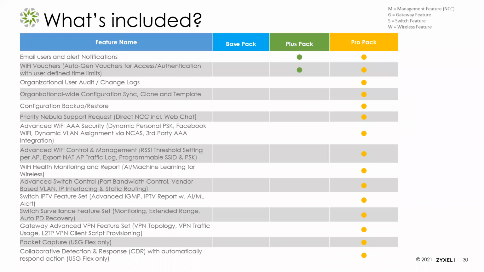We have additional advanced AAA, particularly when it comes to working with third-party Radius servers. That requires ProPack. That also unlocks Facebook Wi-Fi, the ability to do dynamic VLAN assignment, and dynamic pre-shared key. Those require ProPack licenses. We have advanced Wi-Fi, including the ability to use artificial intelligence to automatically modify your Wi-Fi settings. That requires ProPack. Advanced IGMP settings on your switches also require ProPack. And there's some other stuff, but those are the main things that differentiate those three licenses.